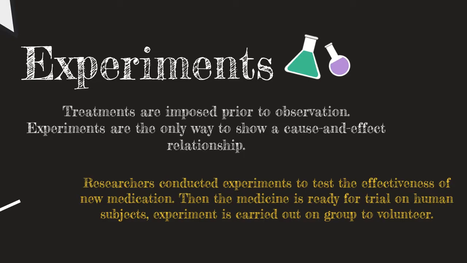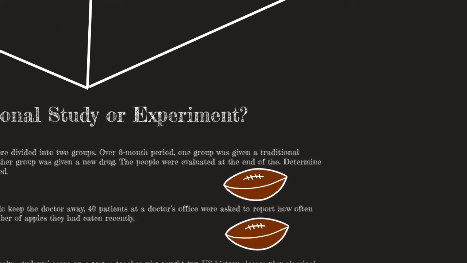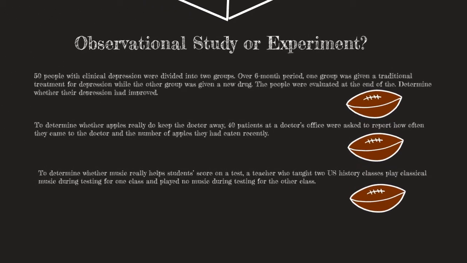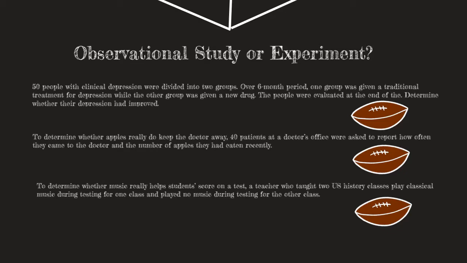Let's look through a couple of examples to see if we can tell the difference between an observational study or an experiment. For each situation, you're asking yourself, is this an observed outcome or is this a tested outcome? 50 people with clinical depression were divided into two groups. Over a 6-month period, one group was given a traditional treatment for depression while the other group was given a new drug. The people were evaluated at the end of the period to determine whether their depression had improved. Is this an observational study or an experiment?